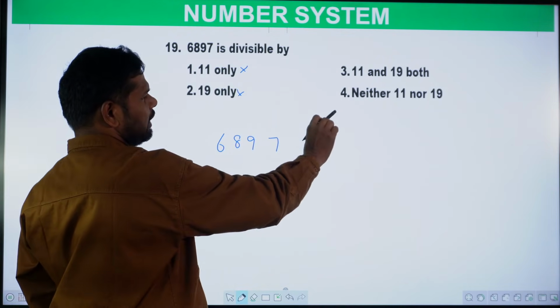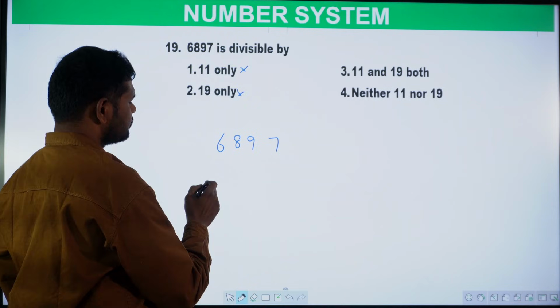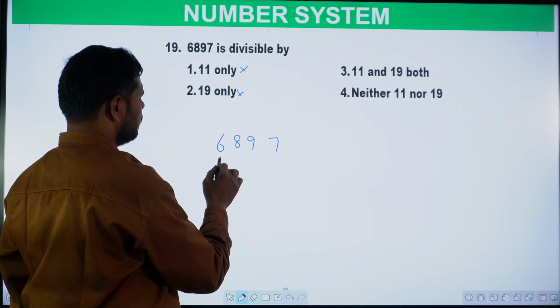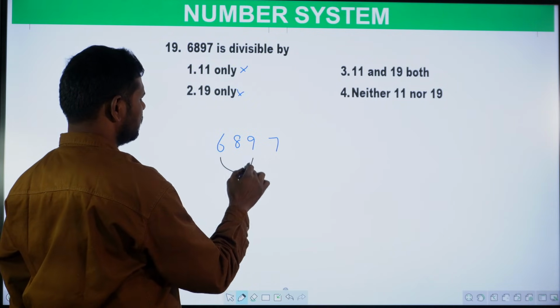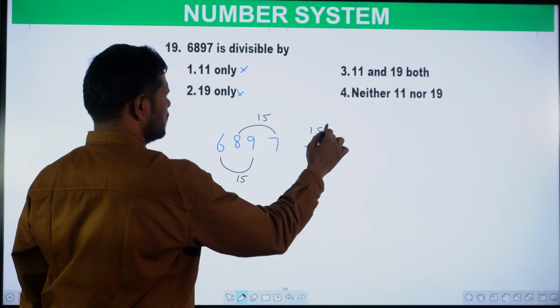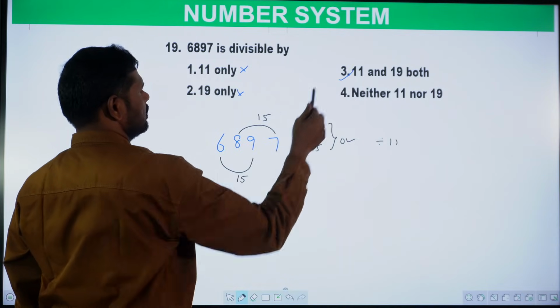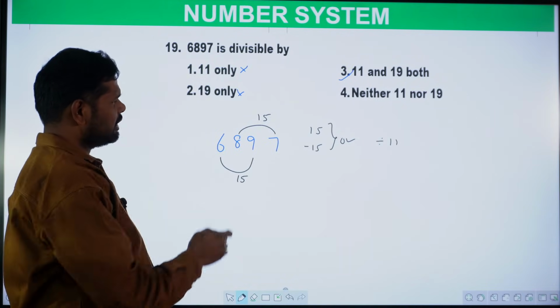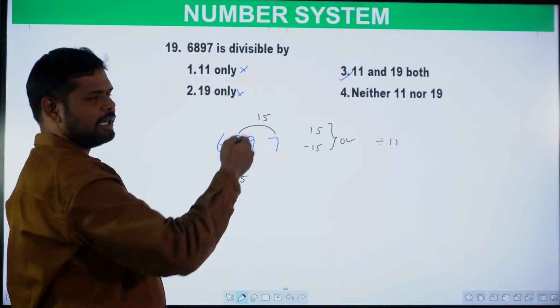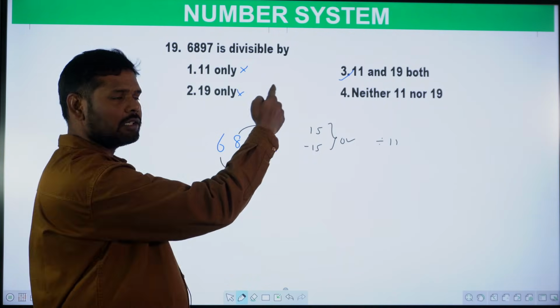Both 11 and 19, neither 11 nor 19, those are the options. Now observe: 6 plus 9 is 15, 8 plus 7 is 15, so 15 minus 15 is 0. It is divisible by 11. Yes, correct. Why? Because already 2 options are eliminated. Remaining are 11 and 19 both. It is divisible by 11, so definitely it is also divisible by 19.